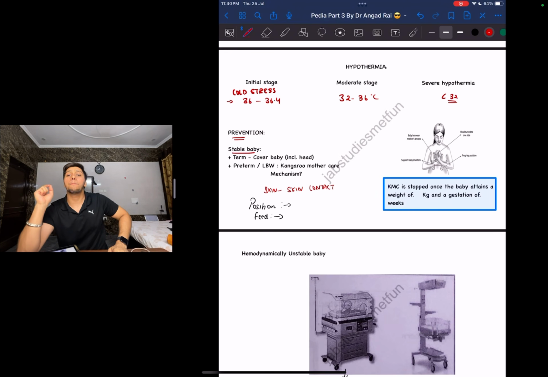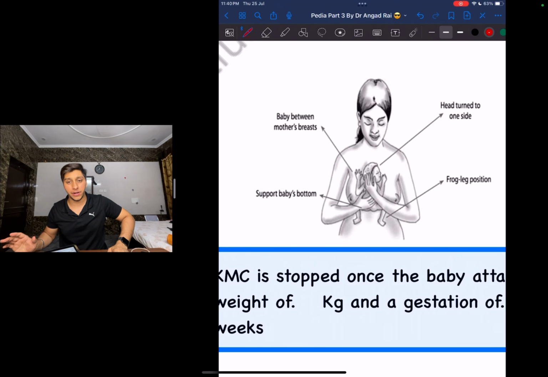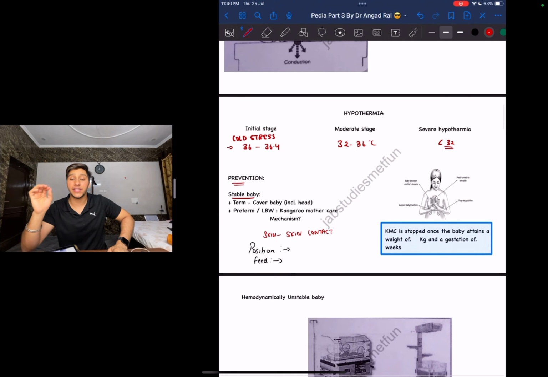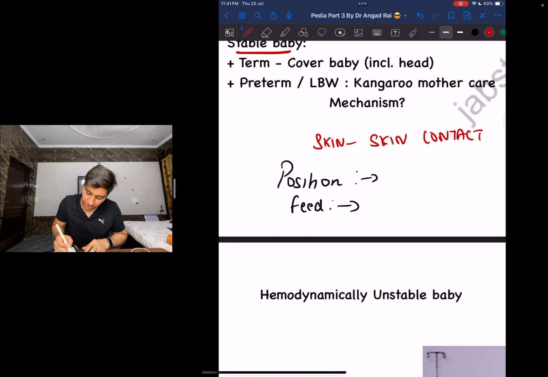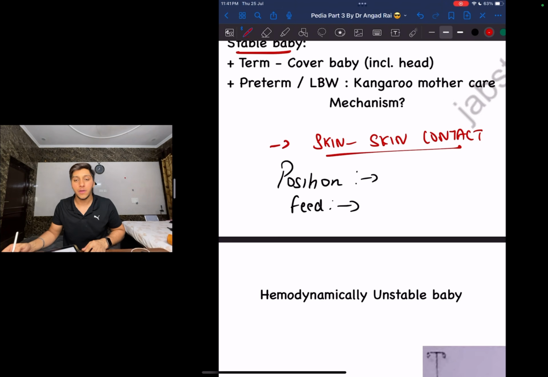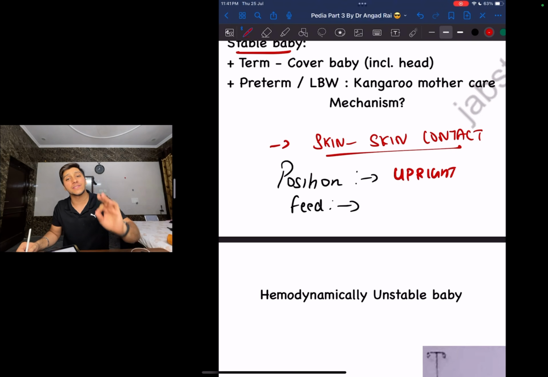In a preterm baby, what you see over here is known as kangaroo mother care. Kangaroo mother care is done in a stable preterm baby, not in an unstable one. Now what are the questions in kangaroo mother care? First of all, kangaroo mother care is via skin to skin contact. The baby is upright in position. And what will be the feed? Remember, the baby's most important food is breast milk.